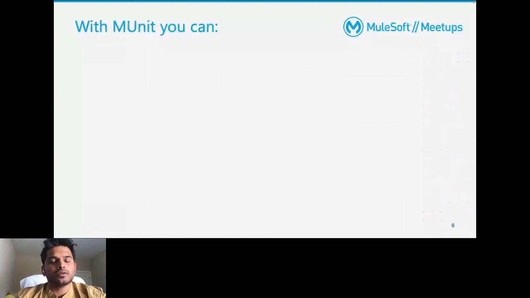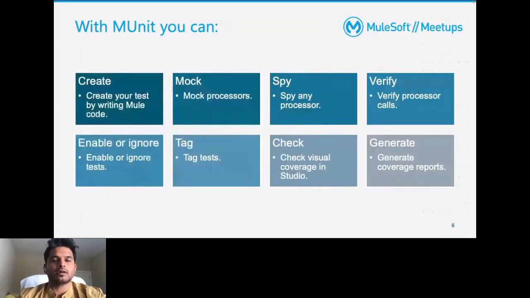With MUnit, you can perform the following things. You can create your test by writing Mule code, as we discussed earlier. You can mock a processor. We'll see as we go deeper into the session. So mocking a processor can be done by using mock-when. Mock-when is a connector.